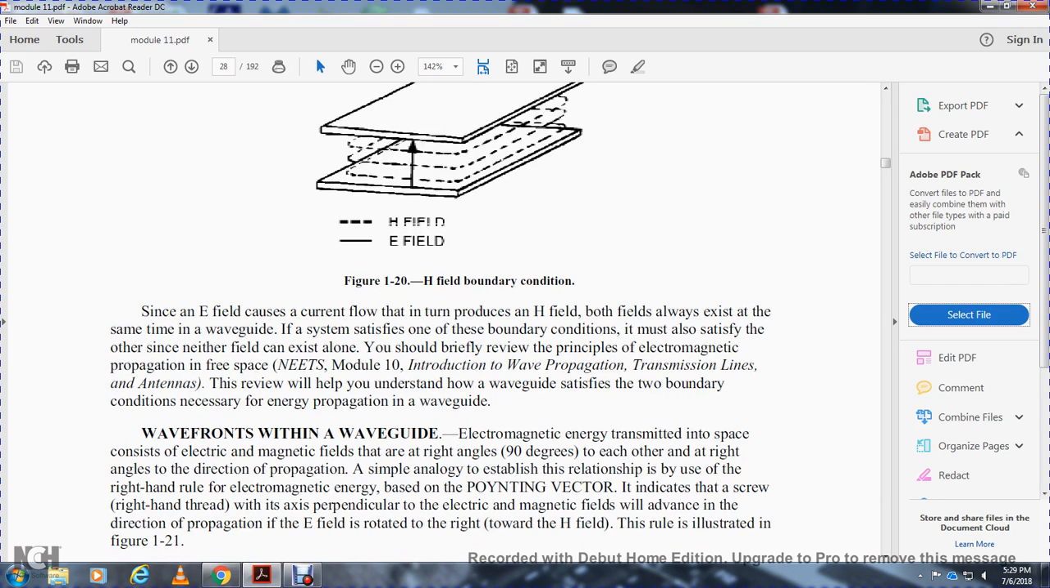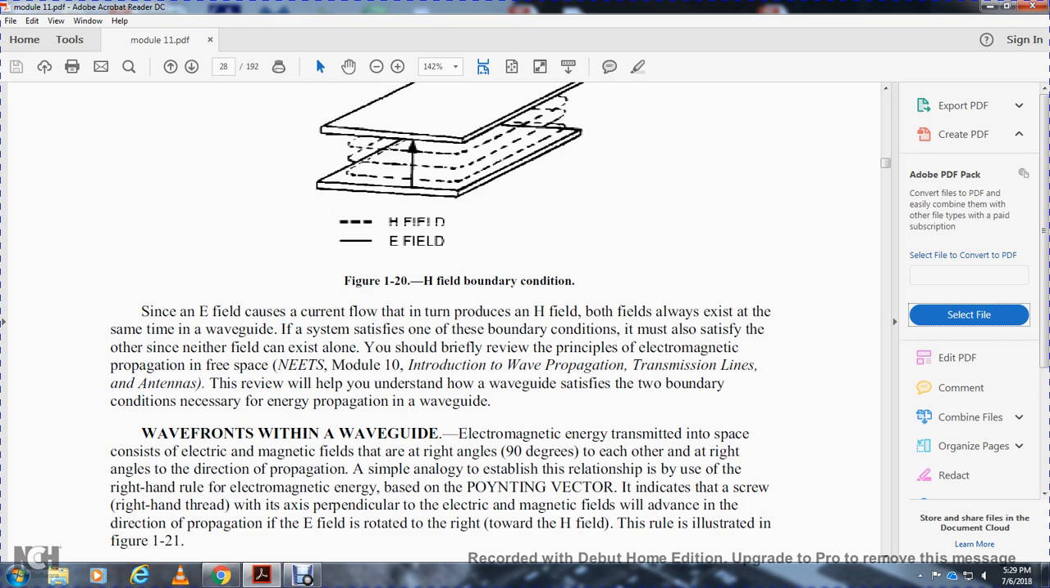At the time, since the system is satisfied with the other basic condition, it must also satisfy the other, since the E field cannot exist alone. You should briefly review the principle of electromagnetic propagation from module 10, Introduction to Wave Propagation, transmission lines and antennas.